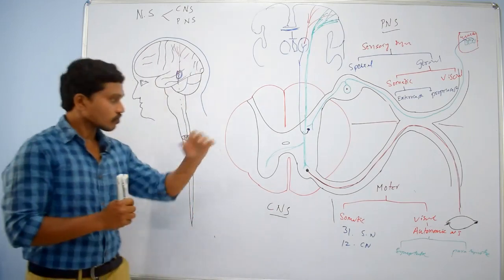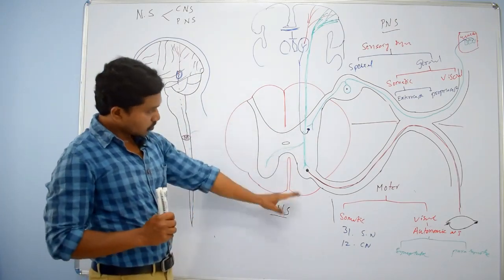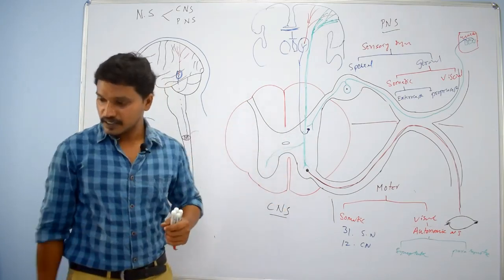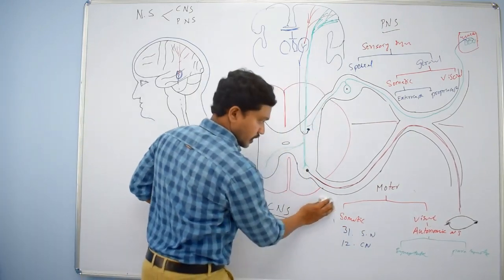Clear? Okay. Now let me draw one more section of the spinal cord here, so that it will be easy to understand the concept of the sympathetic nervous system. Can I remove it?